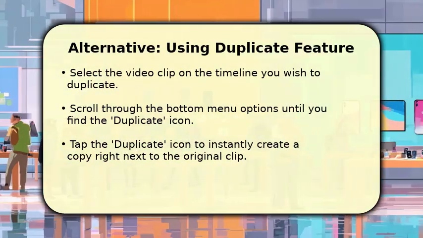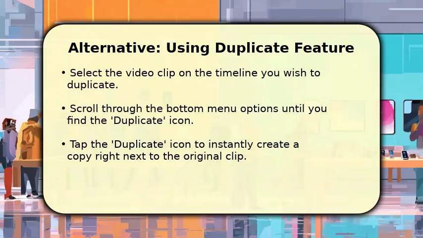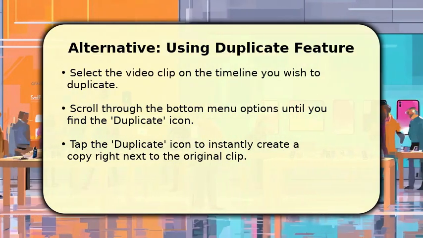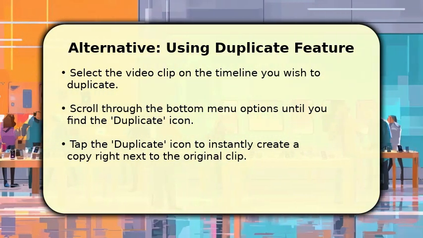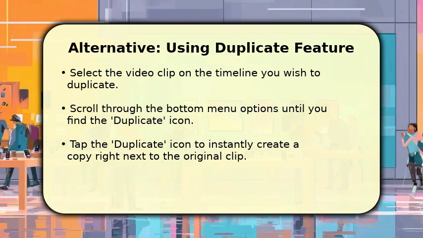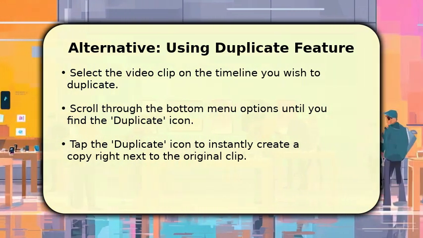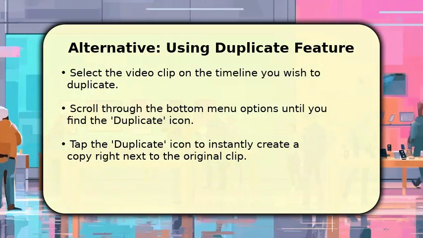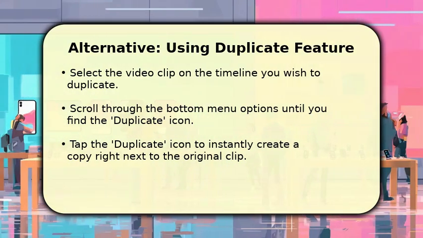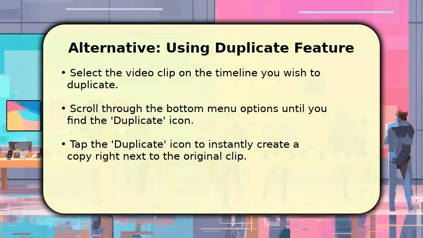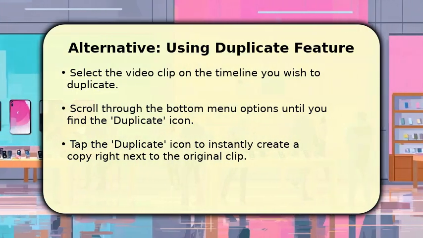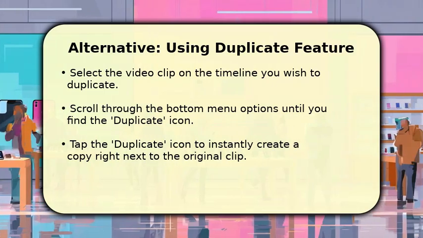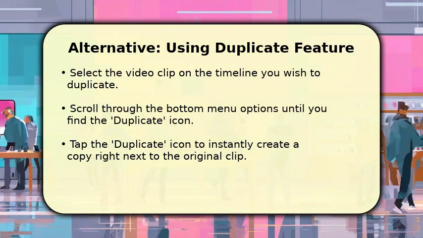An alternative, often faster method, is to select the video clip directly on your timeline. Once highlighted, scroll through the various options in the bottom menu. You will find a duplicate icon, which looks like two overlapping squares. Tapping this icon will instantly create an exact copy of your selected clip, placing it immediately adjacent to the original on the timeline. This saves a step compared to the copy and paste method.